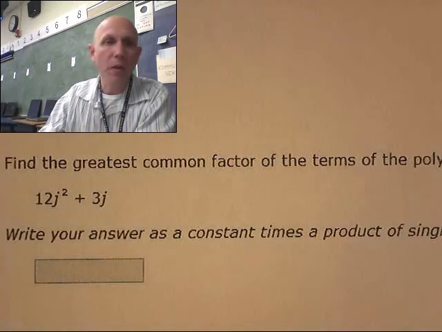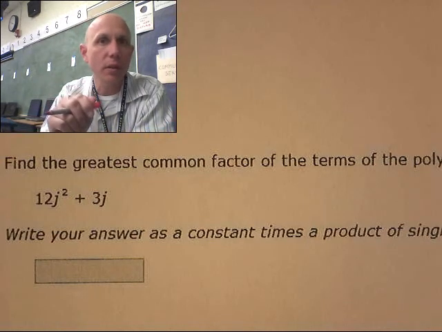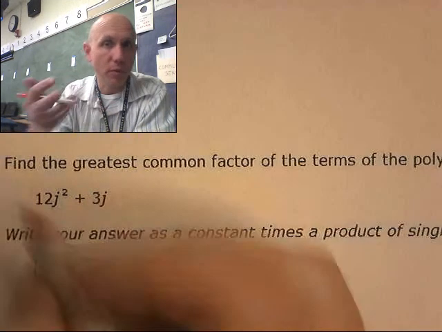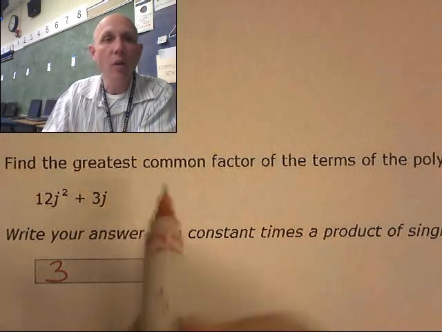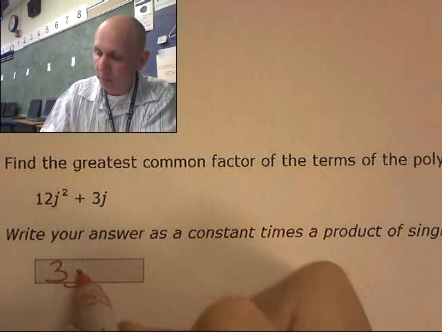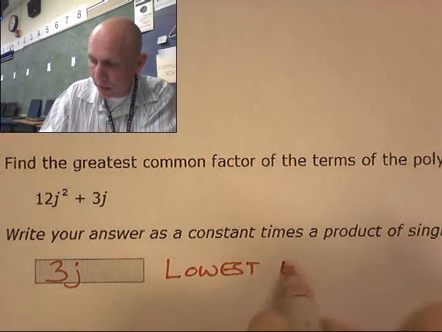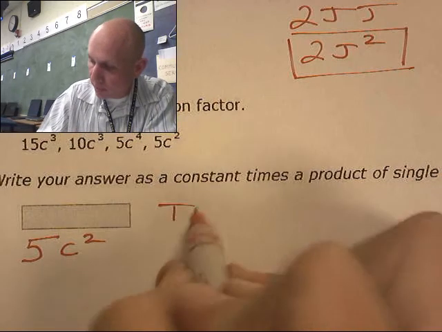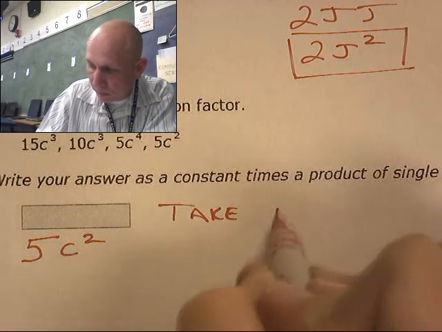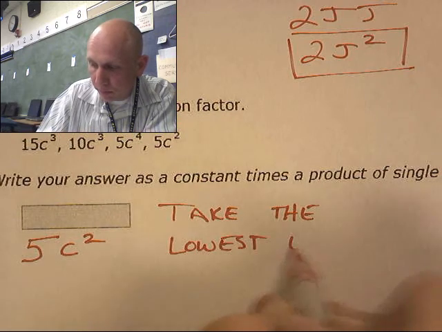A 12 and a 3. What do you think? A 12 and a 3. What number fits into a 12 and fits into a 3? A 3. Once again, take the lowest degree variable, j. Lowest exponent. You know, let's put that up on this one too. Take the lowest exponent.